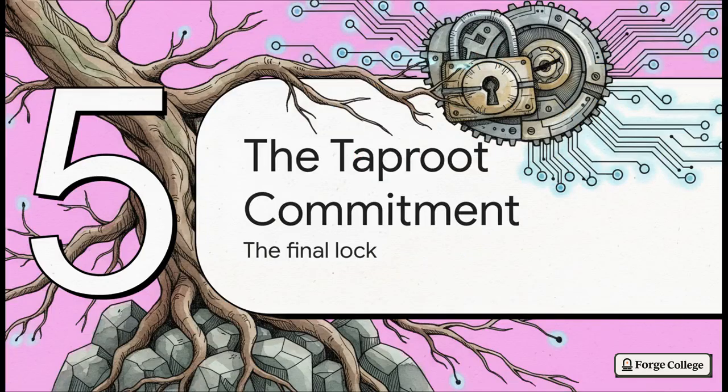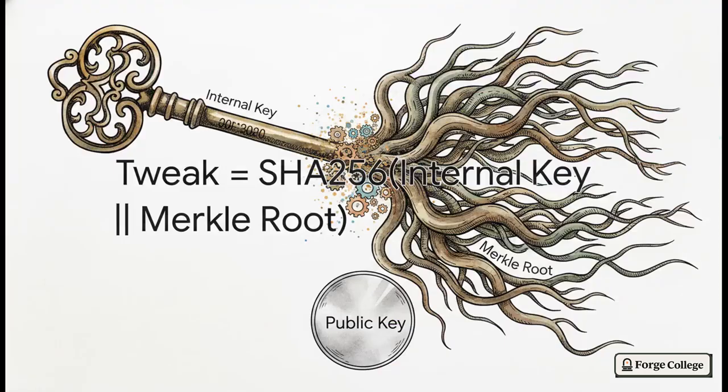Section 5, the Taproot commitment. This is the final lock. Notice the tweak formula here. The tweak equals SHA-256 of the internal key combined with the Merkle root. Because of the additive magic of Schnorr signatures, we can seamlessly blend our internal public key with our newly built Merkle root to create a single Taproot output commitment. To the blockchain, this just looks like a normal, boring public key. No one knows the complex tree hidden underneath.